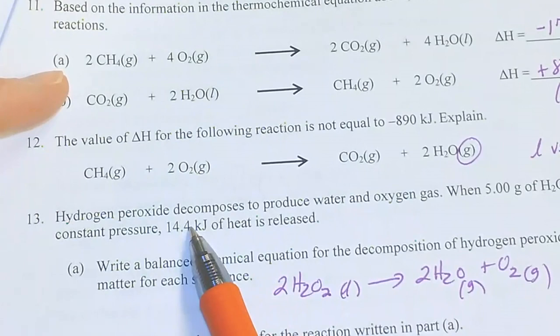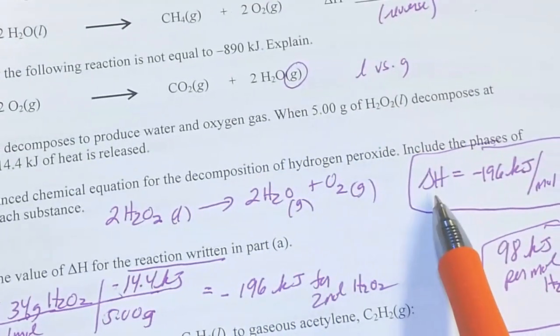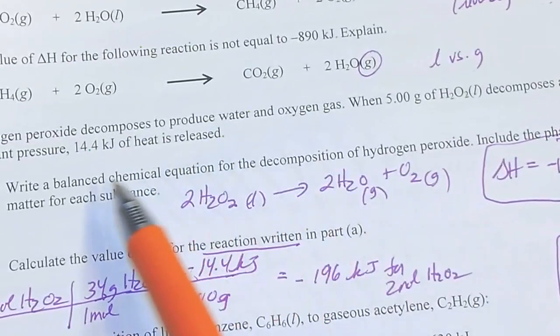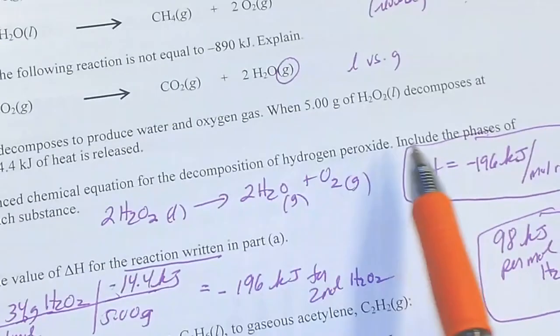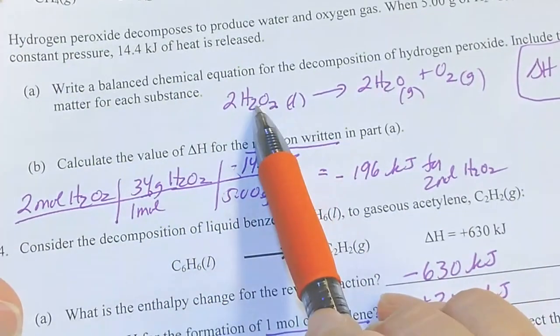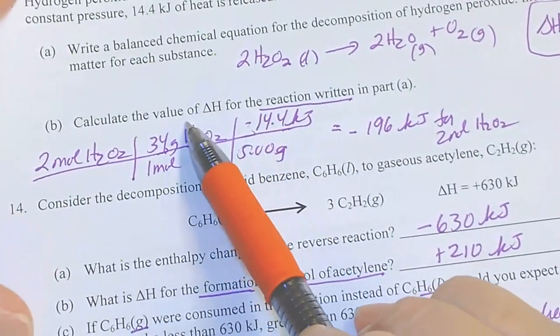So here's another thermochemical reaction. You write the balanced equation. They tell you how much energy. Okay. So write the thermochemical equation, write a balanced equation, include the states of matter, calculate the heat for this reaction. So you wouldn't know this directly. Okay. So this one is a little tricky.